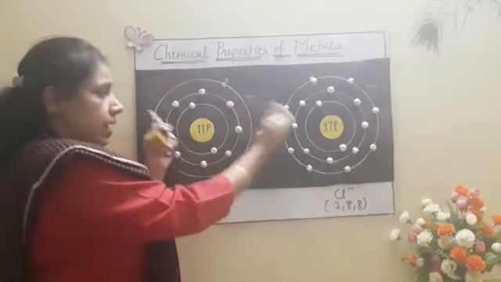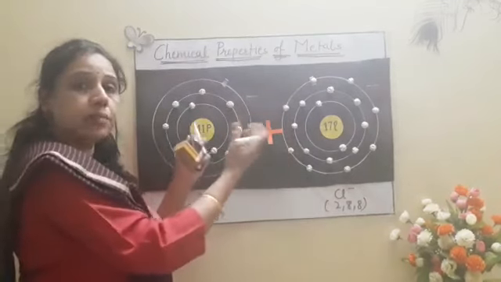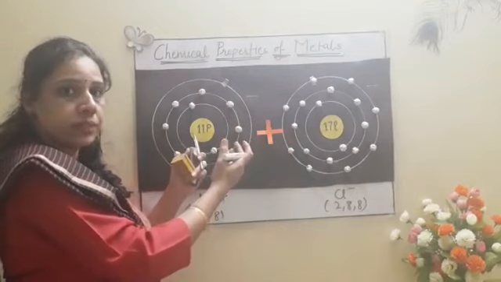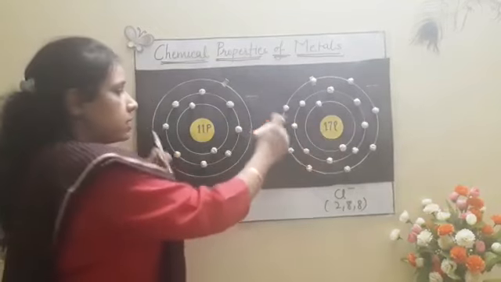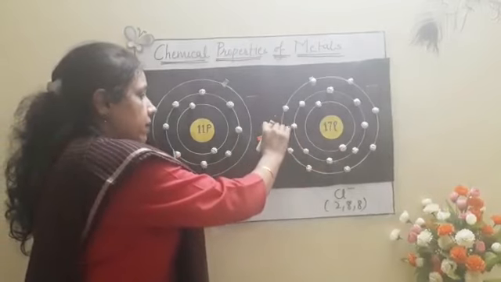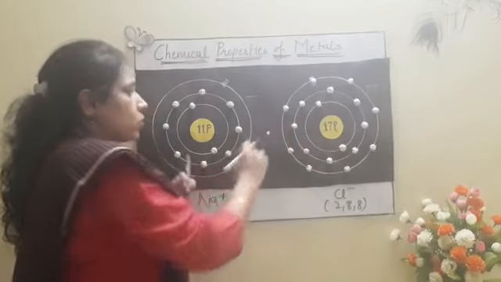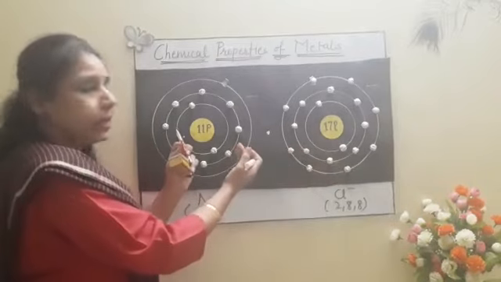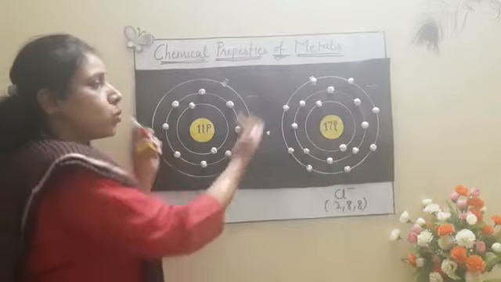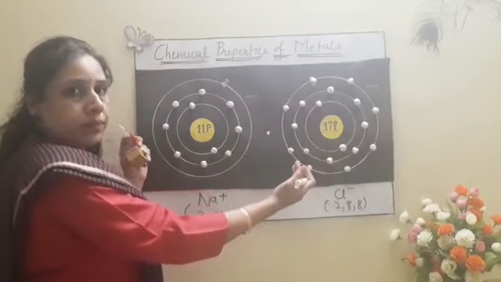Now these ions formed are attracted by a strong force of attraction which is called an ionic bond. That means they are no more separate and there is an attraction between them. So they are combined together to form sodium chloride molecule.